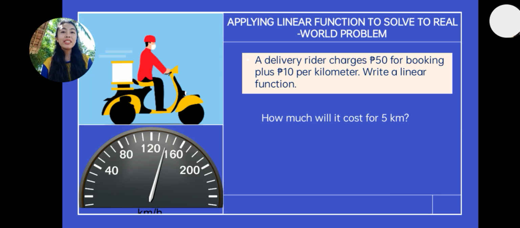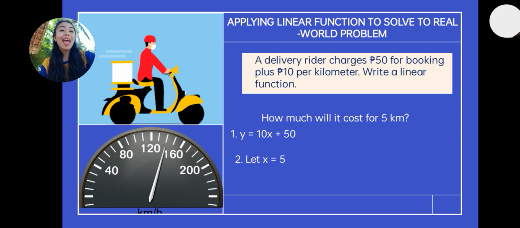Now class, let's try to answer this question. How much will it cost for 5 kilometers? What again is our first step here? Very good, we have to write our linear function, and that is y is equal to 10x plus 50. What is our next step?